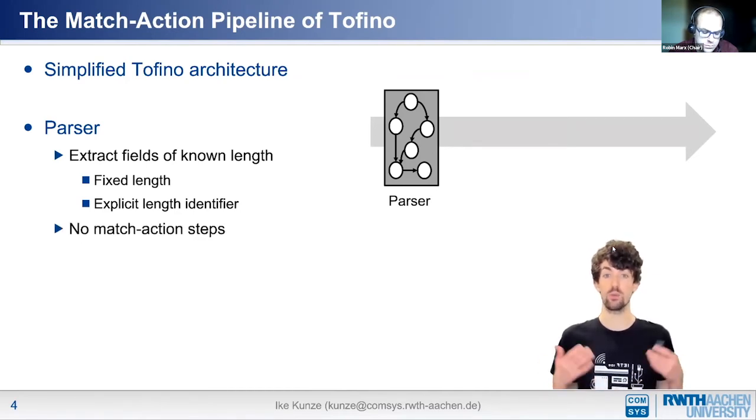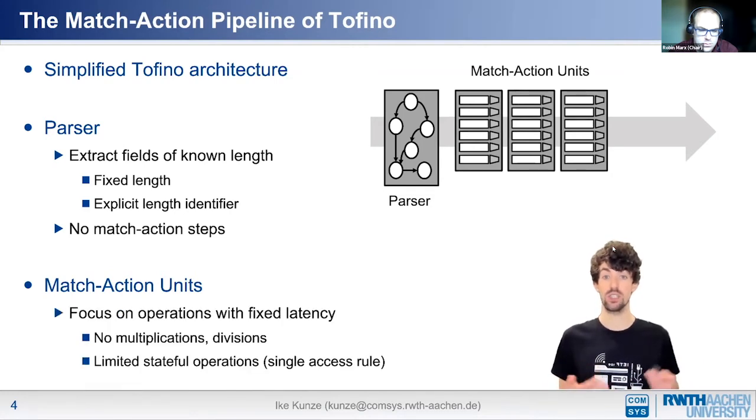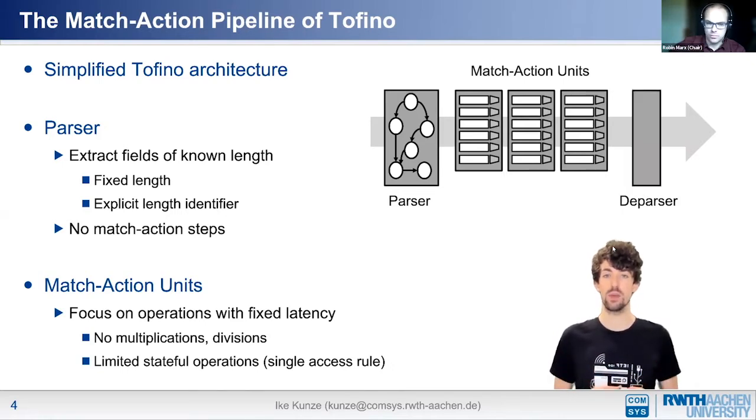Furthermore, no match action steps can be performed in the parser, so that all operations need to be triggered by the actual packet content. Tofino then has a couple of match action units which can perform table lookups and simple computations, either using the packet content or transforming it. For example, we can do next hop lookups using the destination address. However, these operations are limited to those that can be executed with predictable latency. Multiplications or divisions are thus off the table. Furthermore, there are limits on the kind and number of stateful operations that can be performed on memory that is persistent across packets, so-called registers. For completeness, we finally have a deparser that reassembles the packet.